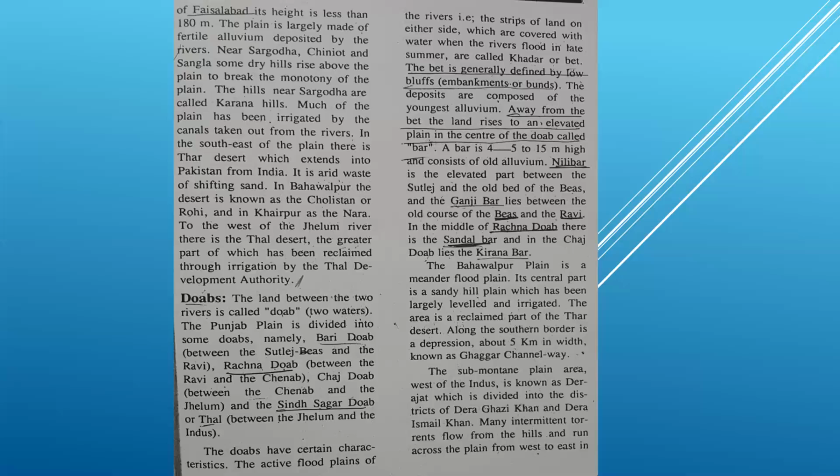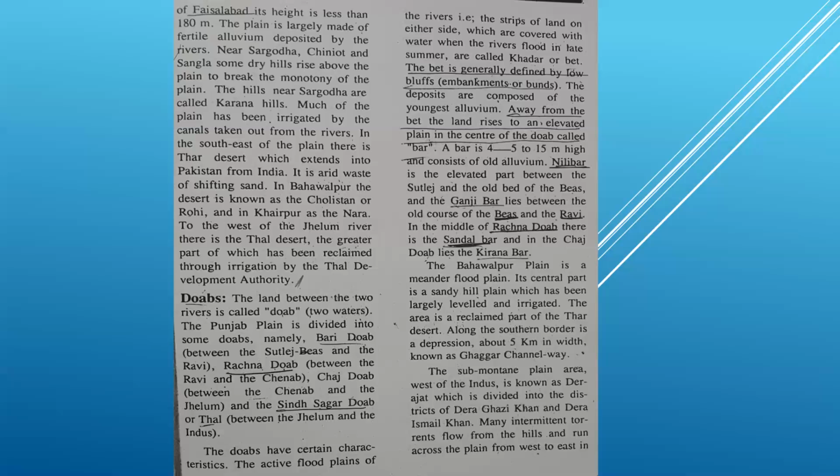Neeli Bar is the elevated part between the Sutlej and the old bed of the Beas, and Ganji Bar lies between the old course of the Beas and the Ravi. In the middle of the Rachna Doab, there is Sandal Bar. It can be asked in MCQs. And in the Chaj Doab lies the Kirana Bar. The Bahawalpur plain is a middle flood plain. Its central part is a sandy, hilly area, which has been largely leveled and irrigated, and the area is a reclaimed part of the Thar Desert.